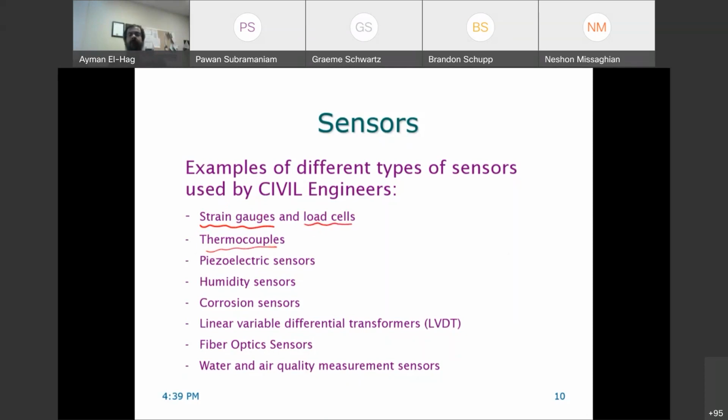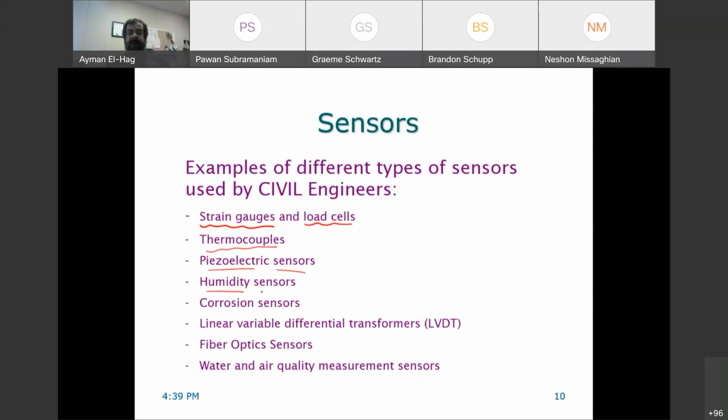Thermocouples, or if you make it more general, temperature measurement sensors. Again, as a civil engineer, this is something very important, and we will dedicate some lecture talking about how we measure the temperature. Piezoelectric sensors, this is a category of sensor that will convert vibration into electrical signal.